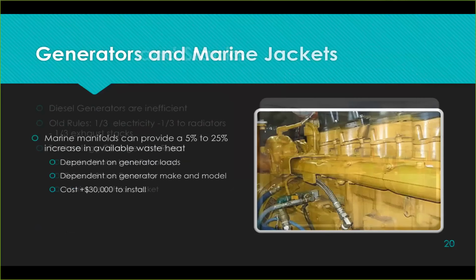So marine manifolds, just as a kind of knowledge, can be installed afterward. They can retrofit onto an existing generator. And depending on the loads in the generator, they can actually provide a 5 to 25% increase in available waste heat. So depending on the generator loads and the make and model, it may be worth considering installing a marine jacket if it's available. Typically, they're around $30,000 to install. Some of the bigger generators, that number jumps up to closer to $50,000.